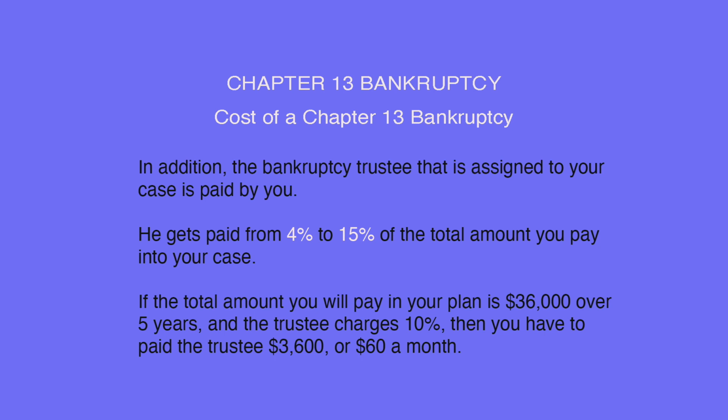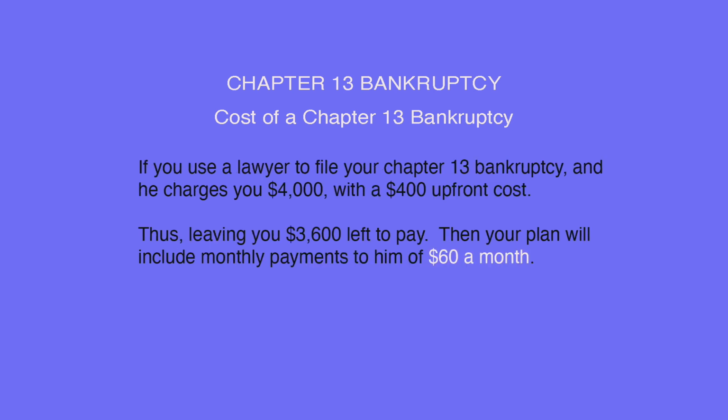In addition, the bankruptcy trustee that is assigned to your case is paid by you. He gets paid from 4% to 15% of the total amount you pay into your case. So if the total amount you will pay in your plan is $36,000 over 5 years, and the trustee charges 10%, then you have to pay the trustee $3,600 or $60 a month. If you use a lawyer to file your Chapter 13 bankruptcy and he charges you $4,000 with the $400 upfront cost, thus leaving you $3,600 left to pay, then your plan will include monthly payments to him of $60 a month.